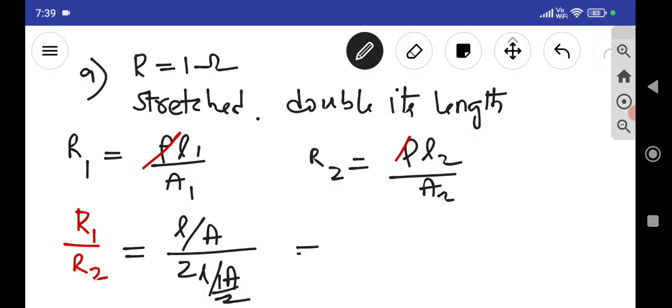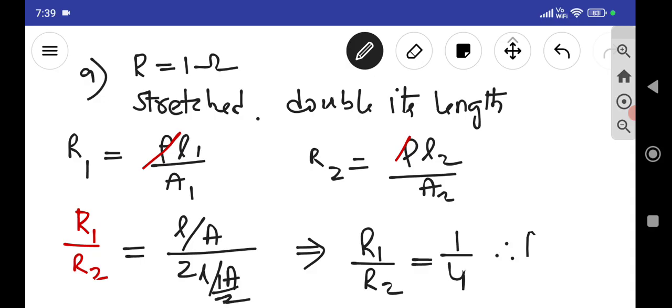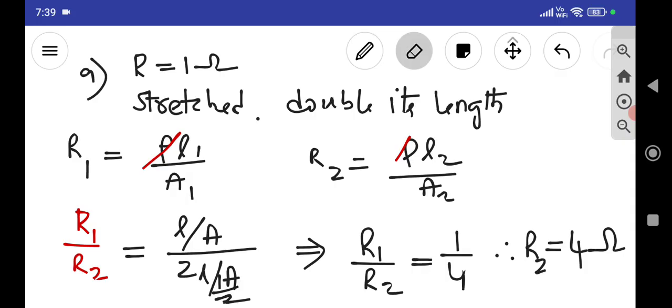So what will be your answer now? So on substitution, we can take it as R1 by R2 will now become 1 by 4. So therefore R2 is equal to 4 ohm. Hope you have understood this.